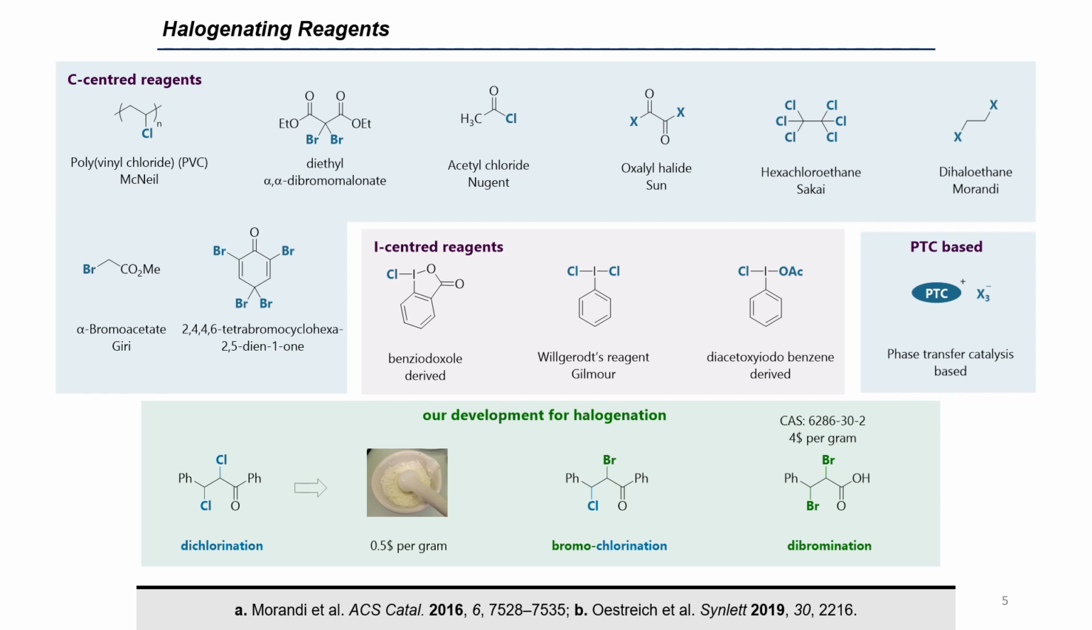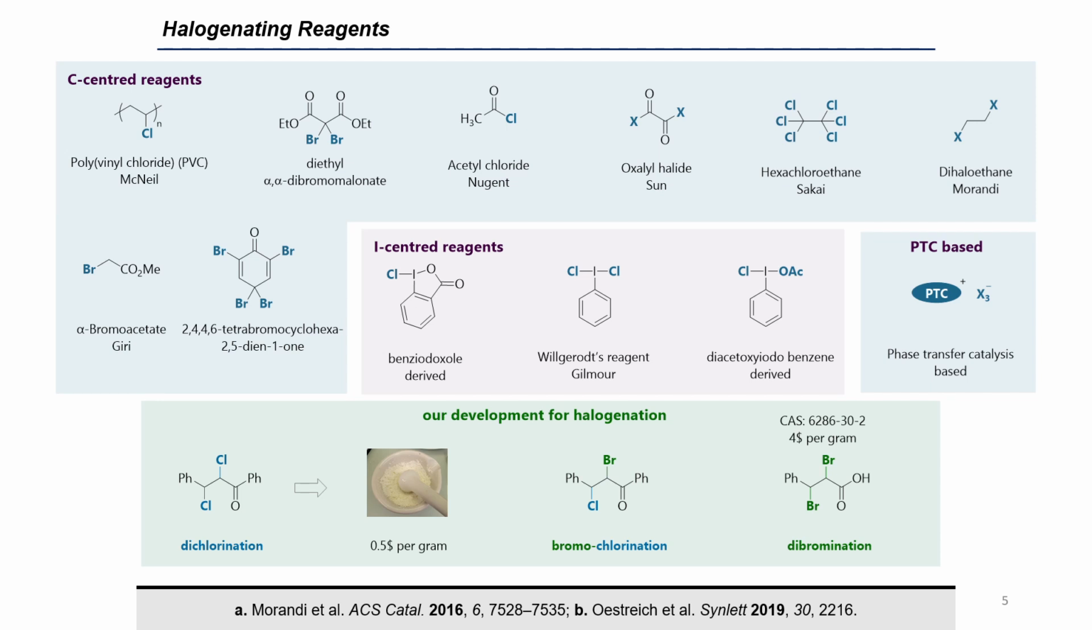And then there are very minor instances where acetyl chloride, oxalyl halide, or hexachloroethane have been employed for functionalization of hydrocarbons. As discussed, the Morandi group has made significant contributions. Then the Giri group from Pennsylvania, USA, developed alpha-bromoacetate in 2024, just before this publication, and they showcased that they can do dihalogenation of alkenes in a very facile way using just light.